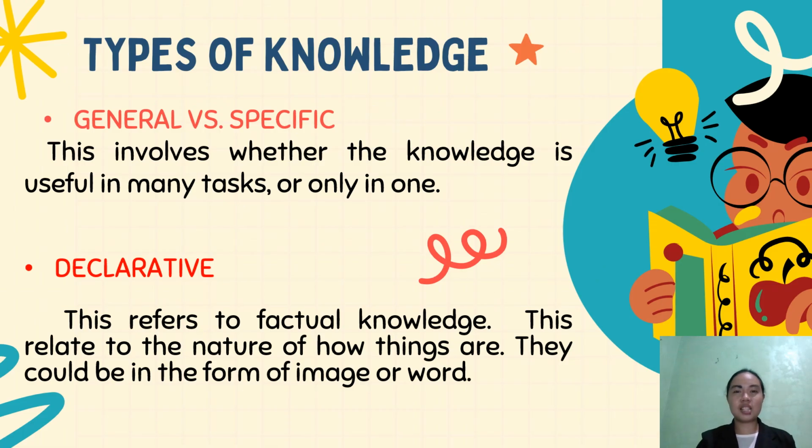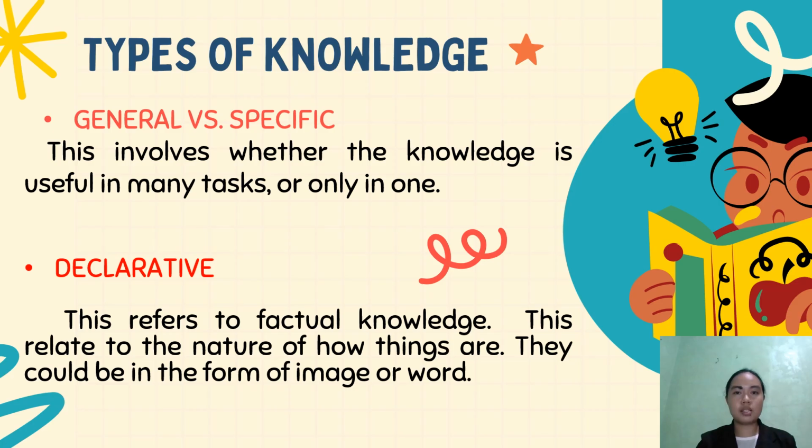Now let's discuss the types of knowledge. The first one is general and specific knowledge. So this involves whether the knowledge is useful in many tasks or only in one. General knowledge can be applied to many different situations or tasks, for example, reading and communication skills. And specific knowledge is limited to one area or task, for example, knowing how to fix a car engine.